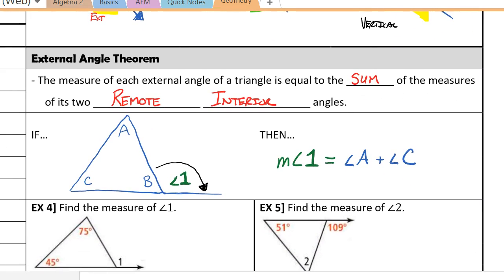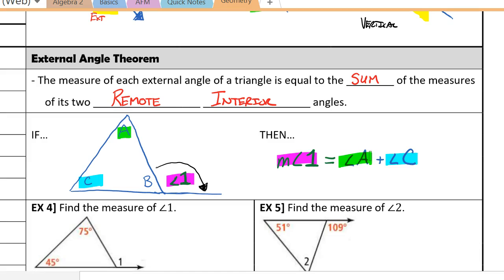In terms of a triangle, we have the external angle theorem. The way that I find the measure of this external angle is that it is equal to the sum of the measures of its 2 remote interior angles. So what that means is, if I wanted to find the measure of angle 1, I know that it is equal to the sum of angle A and angle C.